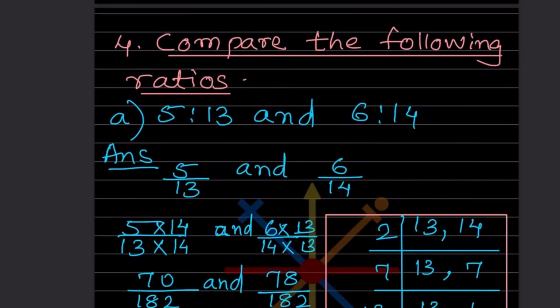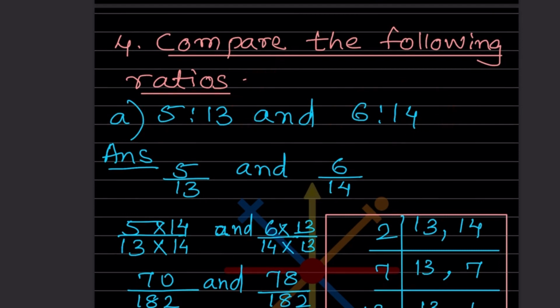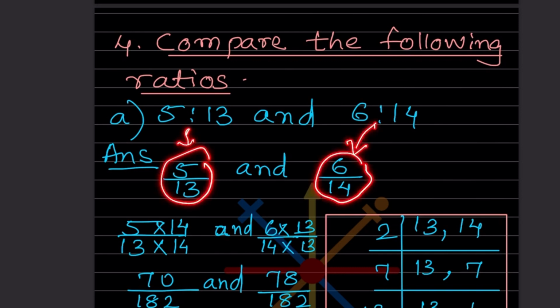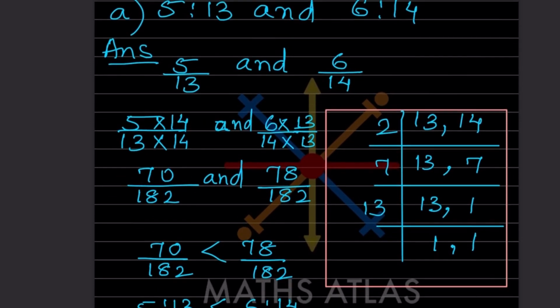So the next problem says to compare the following ratios. These two ratios are given and you have to compare them. We can write this as 5 by 13, and this one as 6 by 14. Now what are you going to do here? You can see the denominators are different. So we will take the LCM and make the denominators the same first. Always start from 2, if not, then 3, 4 and so on.